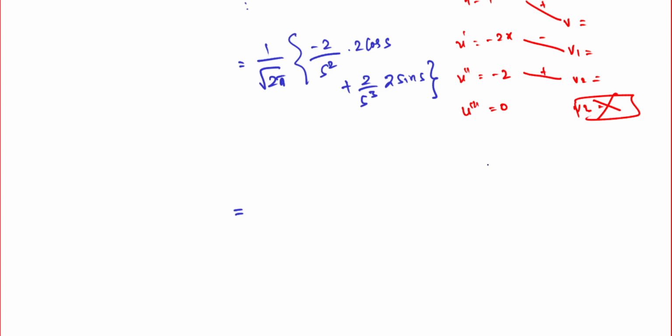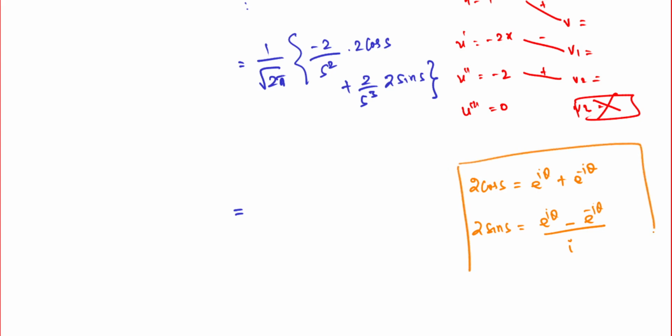Simple. All that I'm going to do here is use this formula: 2 cos s is equal to e to the power i theta plus e to the power minus i theta, correct? Hopefully it looks similar to you. Similarly, we also have 2i sin s, which is e to the power i theta minus e to the power minus i theta divided by i, okay? And probably you would have learned this formula as cos s equal to this term divided by 2, sin s equal to this term divided by 2i, whatever it is. So these are the formulas.